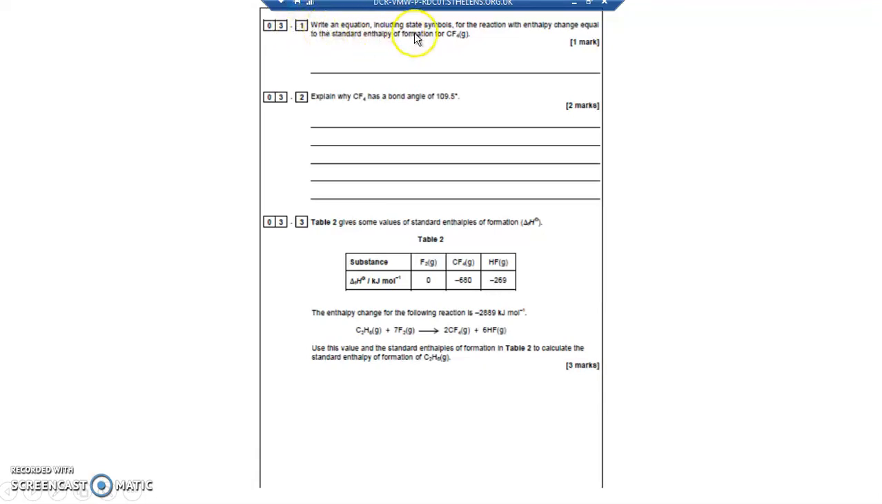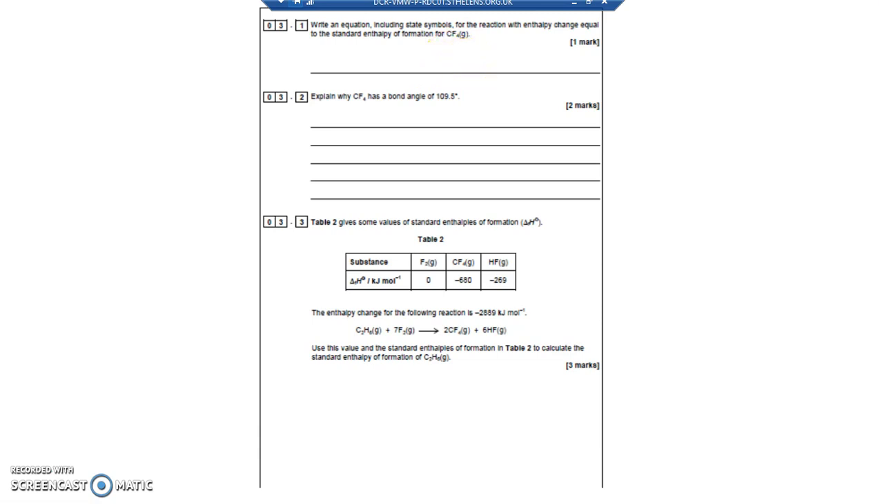Question 3. Write an equation including state symbols, so that's S for solid, L for liquid, G for gas, AQ for aqueous or dissolved in water, for the reaction with the enthalpy change equal to the standard enthalpy of formation of CF4 gas. So standard enthalpy of formation is where you make 1 mole of a substance from the elements in their standard states. The standard states is how you'd normally find them in a lab under laboratory conditions of temperature and pressure. So we're making 1 mole of CF4.